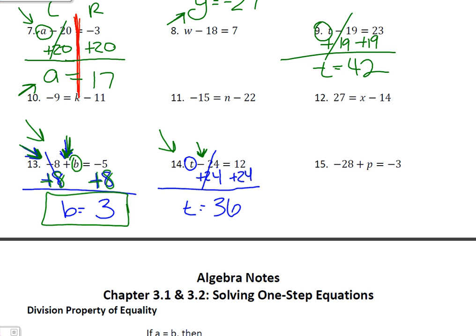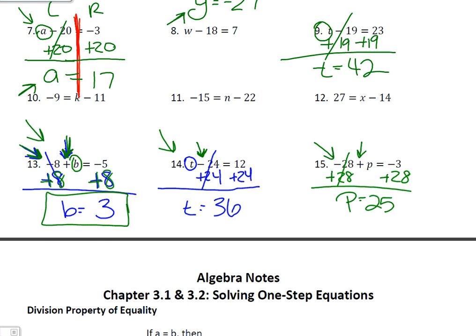Alright, and then 15 here again is like 13 was. So yes, they did add, but they added a negative 28. So the opposite of negative 28 is positive 28. Okay, that way my negative 28 and my positive 28 will cancel. And if I add 28 on the left side, I'm going to add 28 on the right side. P equals negative 3 plus 28 is 25.